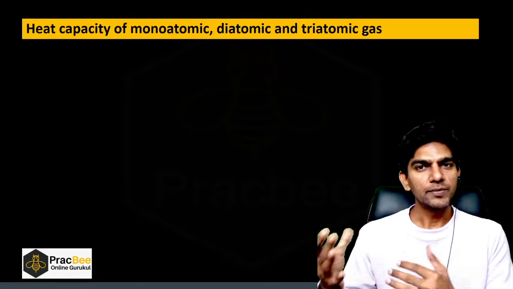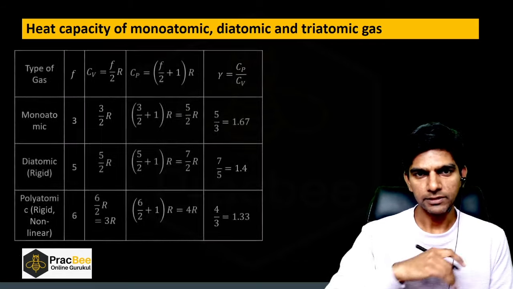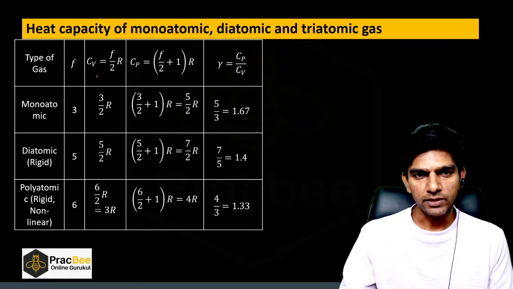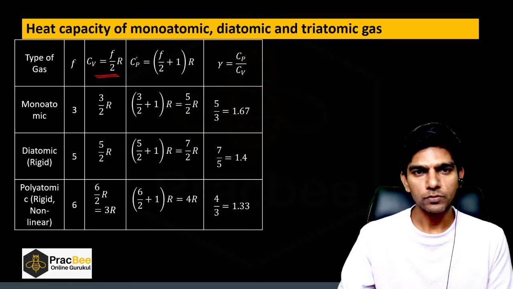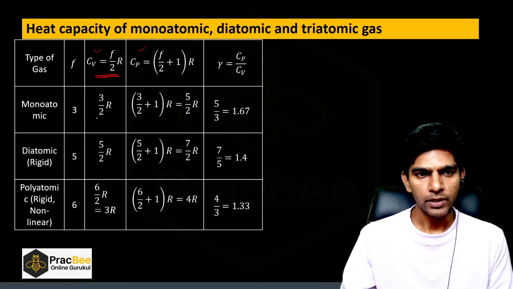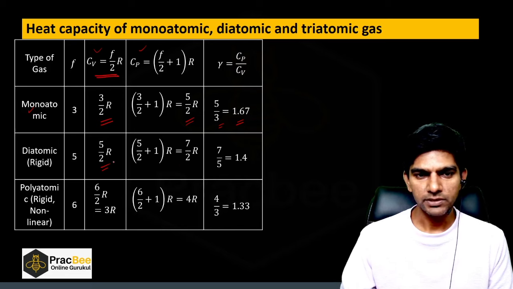Now let us see for different types of gases what the values of Cp, Cv and gamma are. So Cv is given by this formula F by 2 R, Cp is (F by 2 plus 1) times R, and gamma is nothing but the ratio of these two molar heat capacities, Cp by Cv. Now for monatomic gas, Cv is 3 by 2 R and Cp is 5 by 2 R. The ratio will be 5 by 3, which is 1.67. And for diatomic rigid molecules, Cv is 5 by 2 R and Cp is 7 by 2 R. So the ratio will be 7 by 5, which is 1.4.